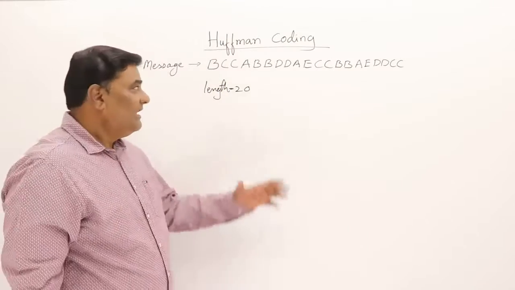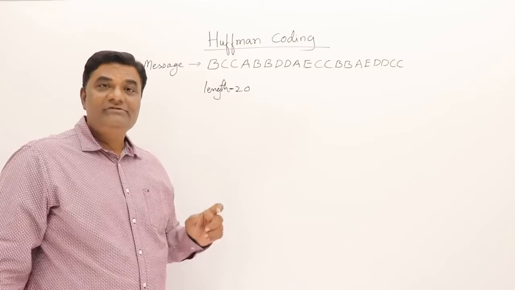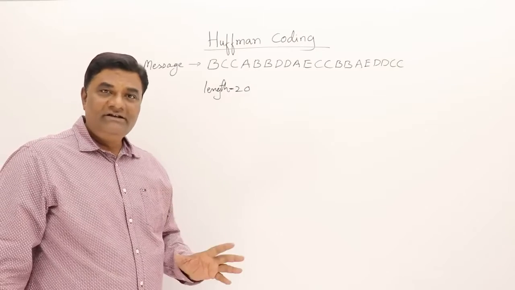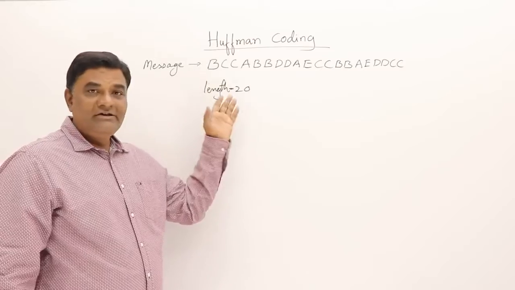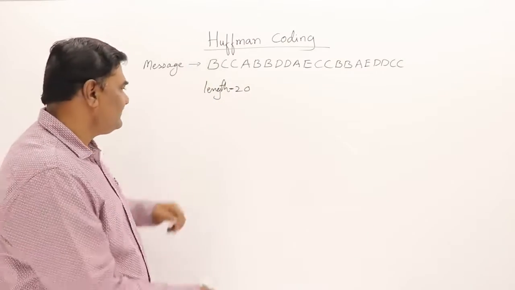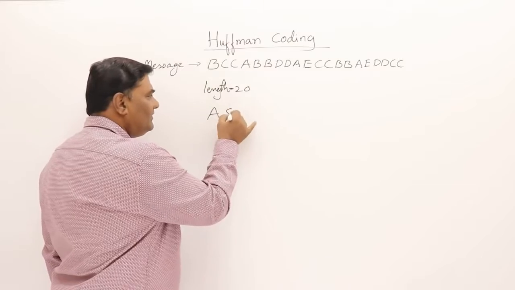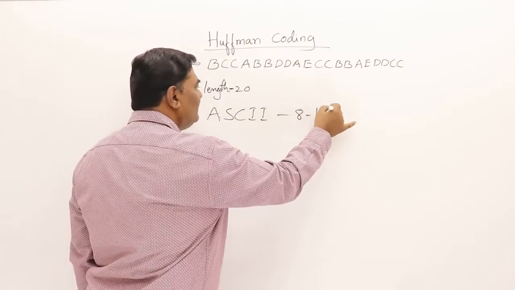Next, how does this message have to be sent? It has to be sent by using ASCII code. Electronic devices or computers all use ASCII codes for characters or the English alphabet. So these are all characters. ASCII codes are 8 bits.